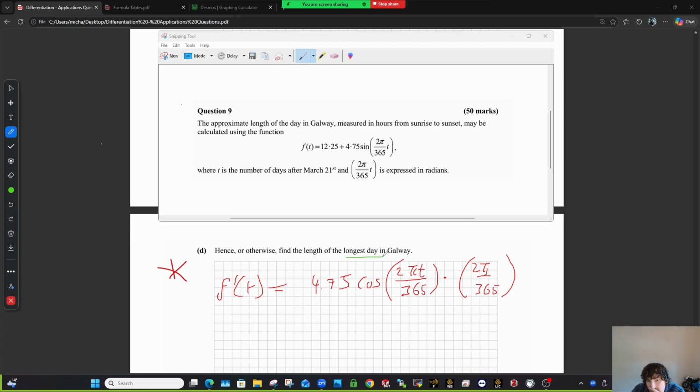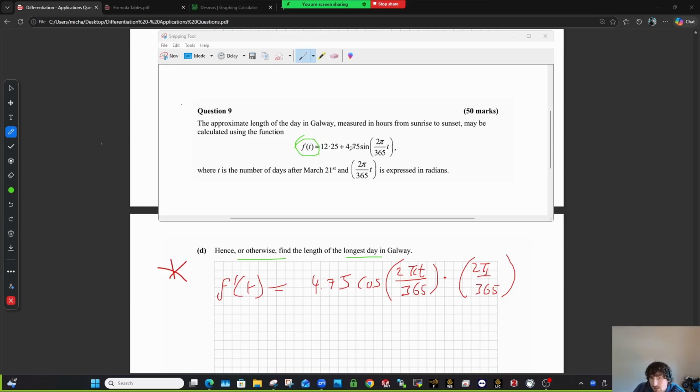So the longest day, f of t models the length of the day, as you could imagine. We're looking for the length of the longest day, so we want to maximize f of t. Now, there's two ways to do this. There is a fantastic otherwise here, and I'm going to show you the fantastic otherwise after. But we're going to just do what the algebra expects us to know.